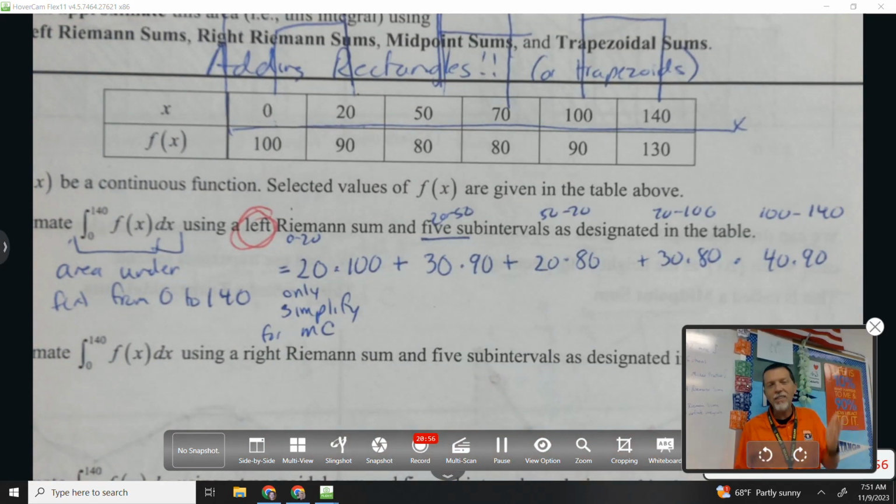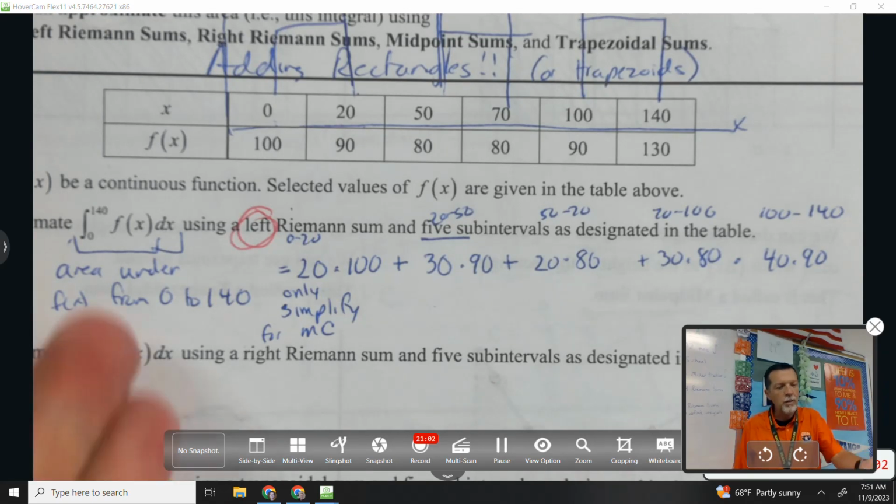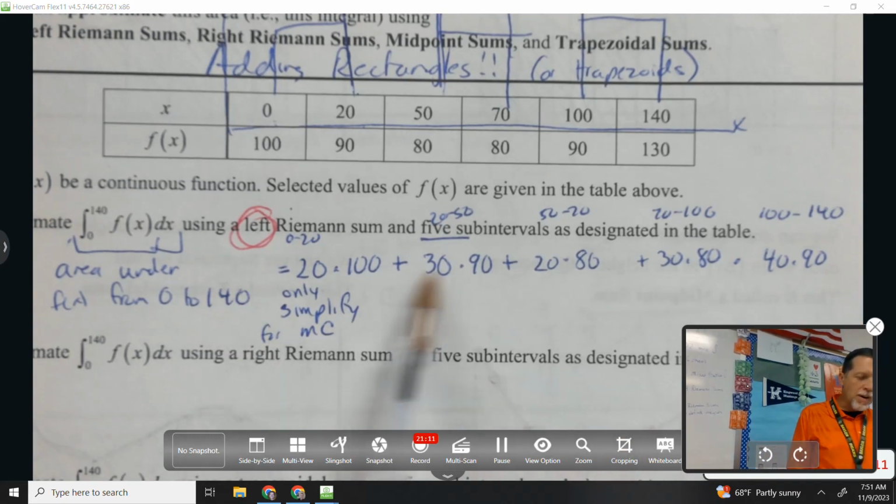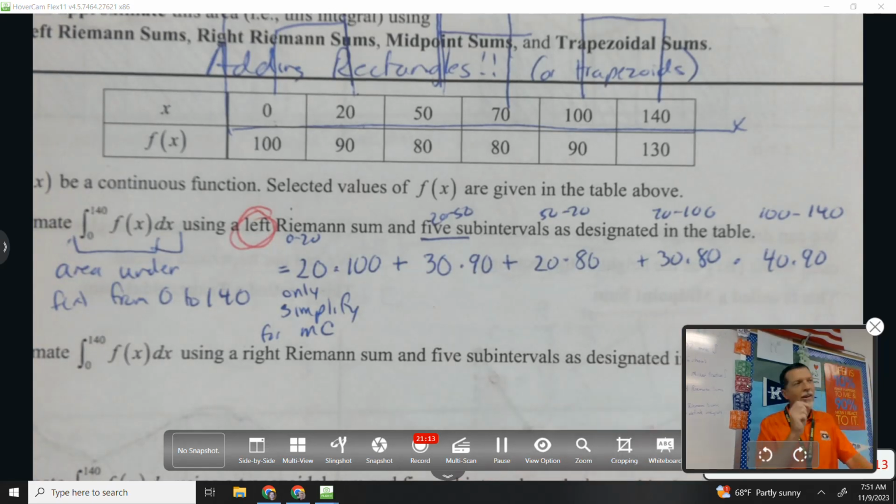Right? Like, that's a safe stop. And it's a great safe stop because I can easily see what you've done, and you've clearly communicated that you knew what was going on. So if you want to simplify, fine, but I must see that line where you've written out base times height plus base times height plus base times height.